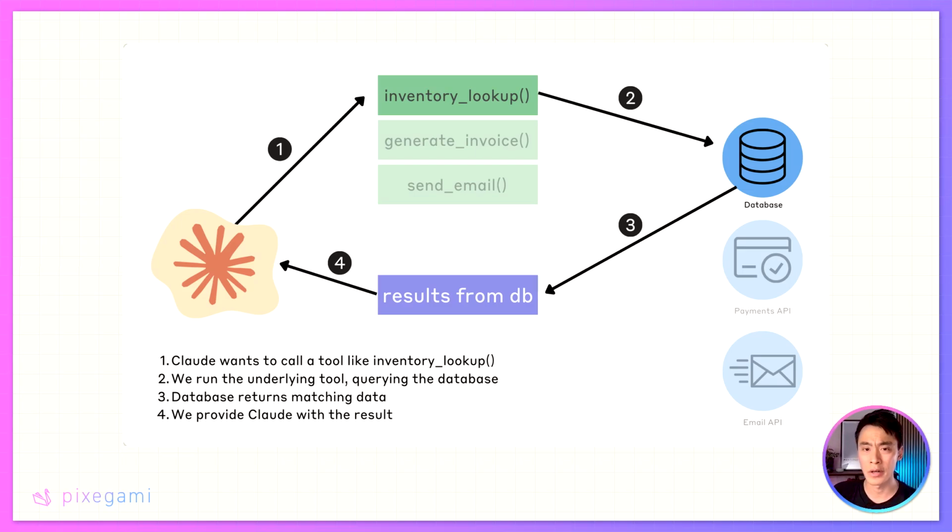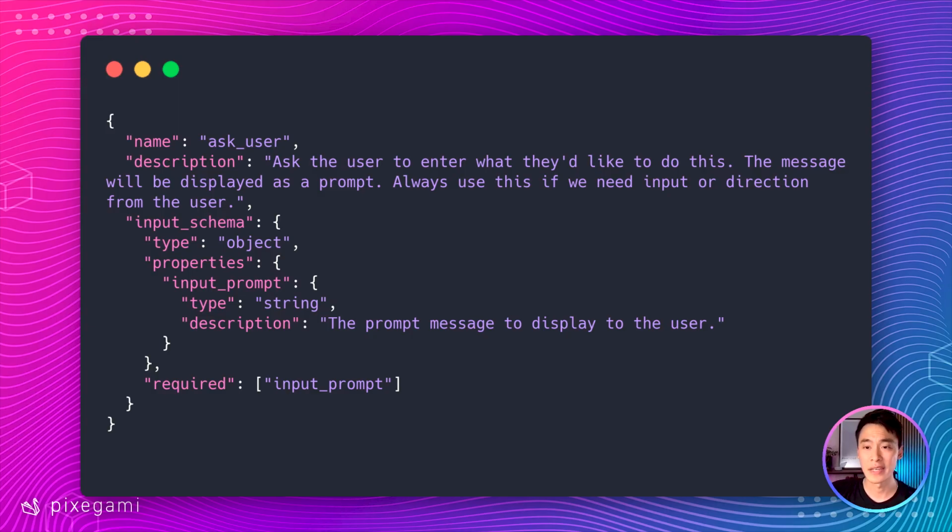We need to tell Claude about the tools that exist, and we do that by passing in a JSON schema for each tool. A JSON schema is basically just some metadata that describes what the tool is called, what it does, when it should be used, and what type of inputs it can receive. And here's an example of what a JSON schema would look like.